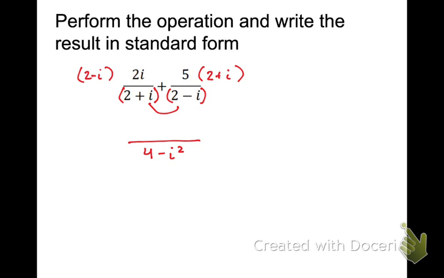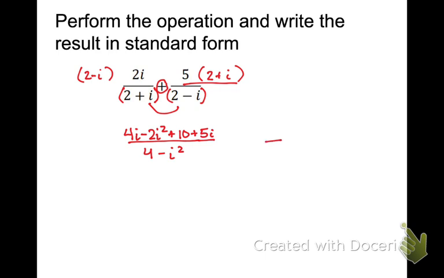So what do I get on the left in the numerator? 4i minus 2i squared. And if this was a negative, I'd put a negative 5, right? But it's not. So what do I get on the right? So plus 10 plus 5i. No one following what's going on? Just getting common denominators, right?